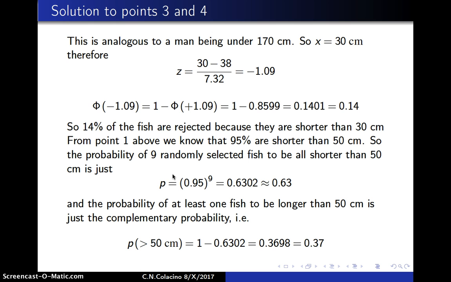So the probability of at least one fish, not one, but at least one fish to be longer than 50 centimeters is just the probability of the complementary event. So the complementary probability, which is 1 minus 0.6302, which gives 0.3698, 0.37. I hope that's all clear.